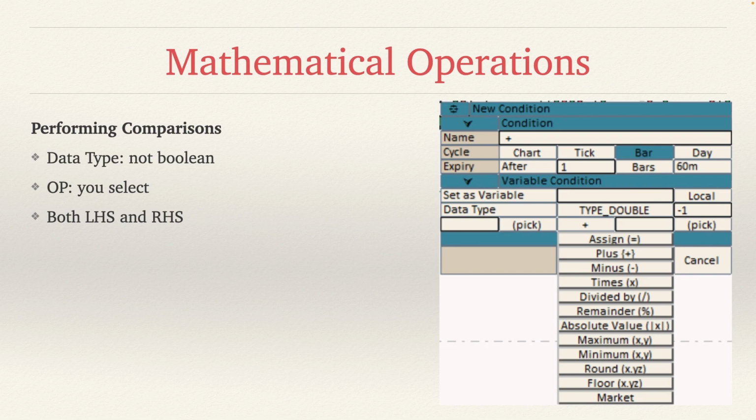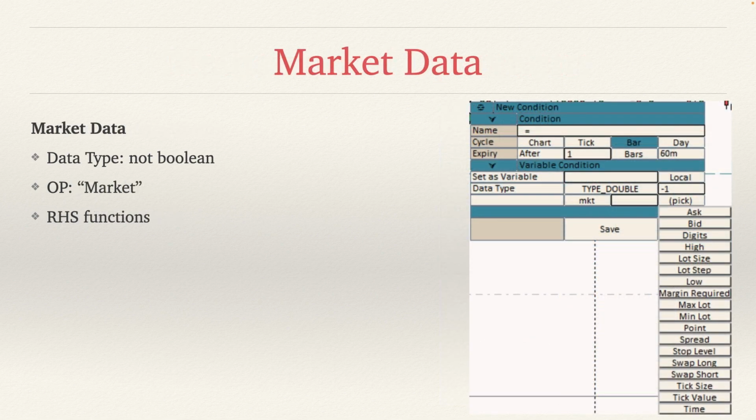The last item in the list there is not an operator per se. It's a way of getting market data from the terminal. The actual data type of the returned data will depend on what you select. Things like bid and ask are doubles with a precision of -1. Lot sizes and swap costs are doubles with a precision of 2. Digits and spread are integers. Time is the last known server time, the same as time current.